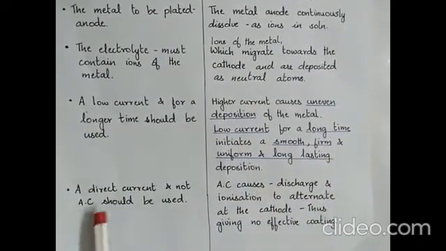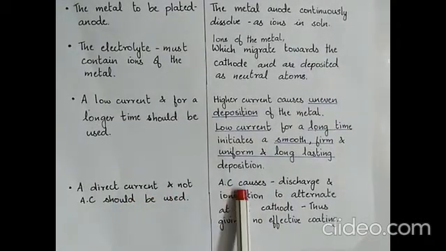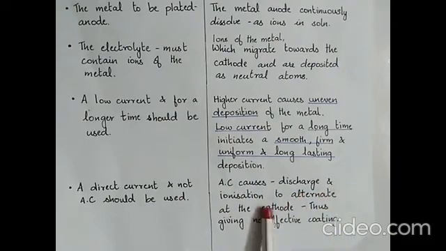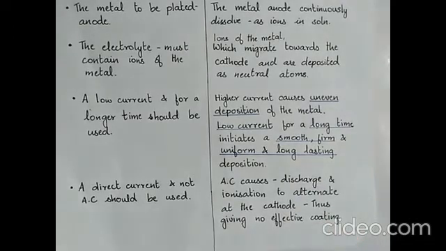The last point, a direct current and not alternate current should be used. Alternate current causes discharge and ionization to alternate at the cathode, thus giving no effective coating on the article.